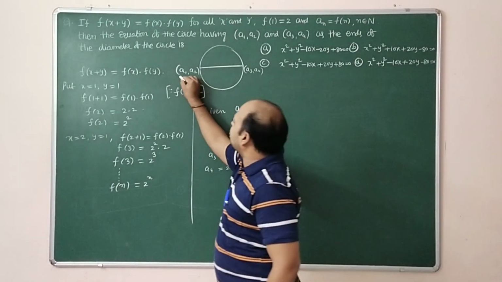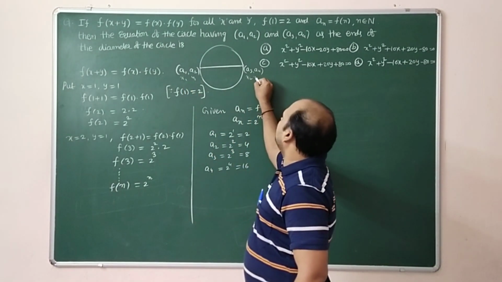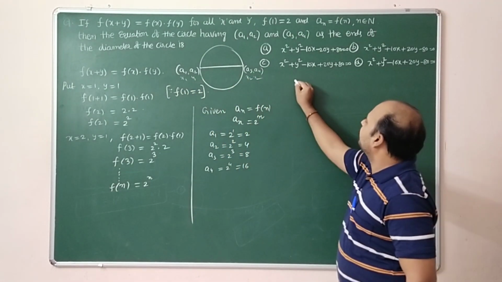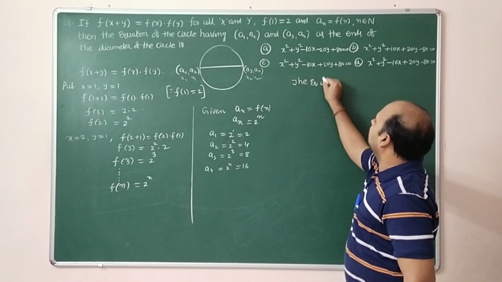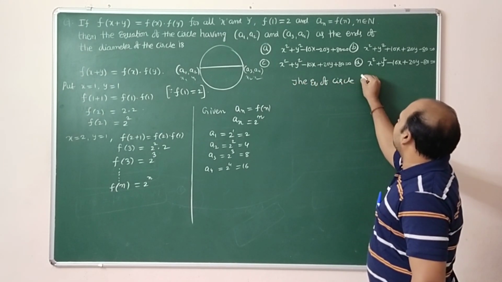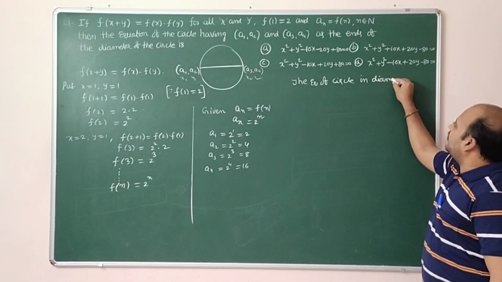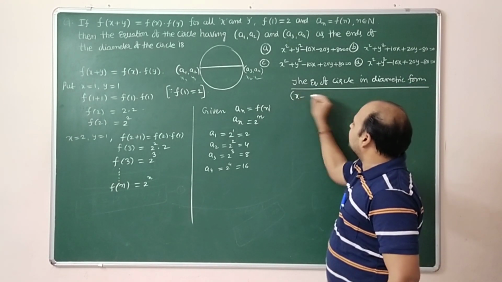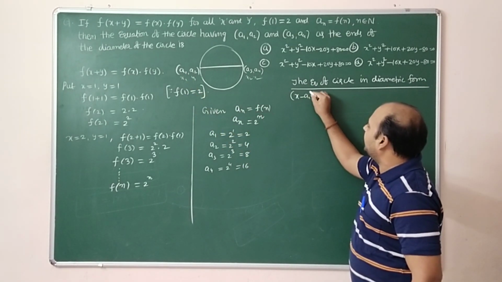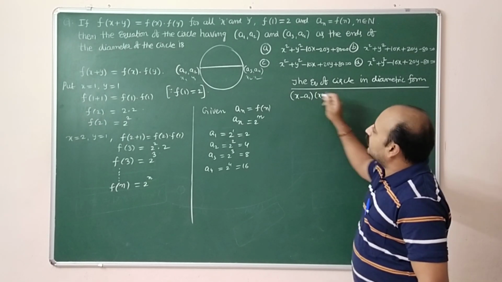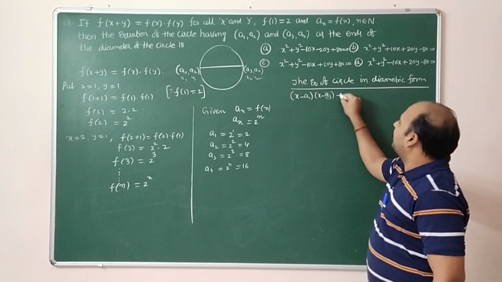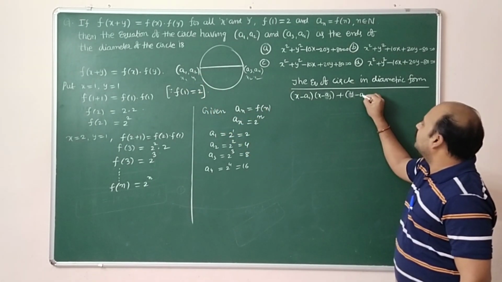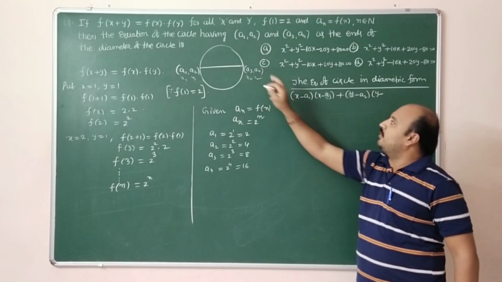So we know that the end points of the diameter are x1, y1 and x2, y2. The equation of the circle in diametric form is x minus x1, x1 value is what here? a1, directly I am writing. x minus x2, what is x2 here? a3. Plus y minus y1, y1 value is a2. y minus y2, y2 value is a4.